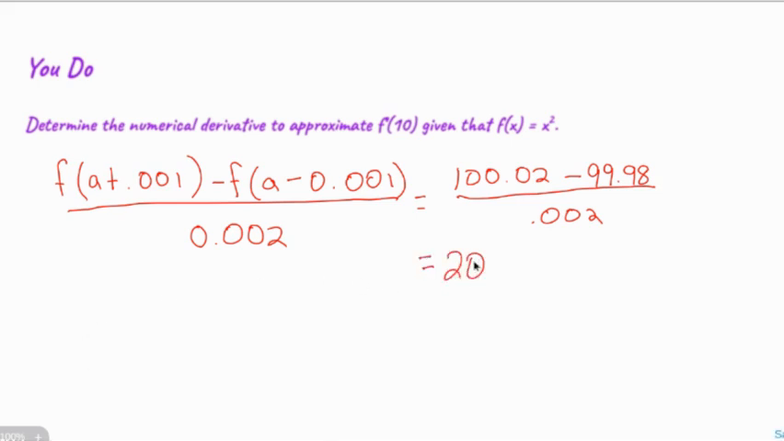Now we never did get a derivative of x squared yet. We'll learn that in the future, so we don't have a means of checking it. You could check it on your own, though.